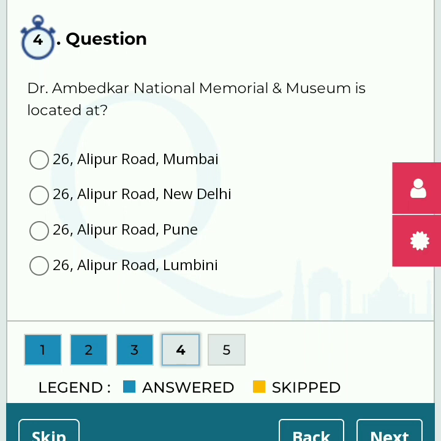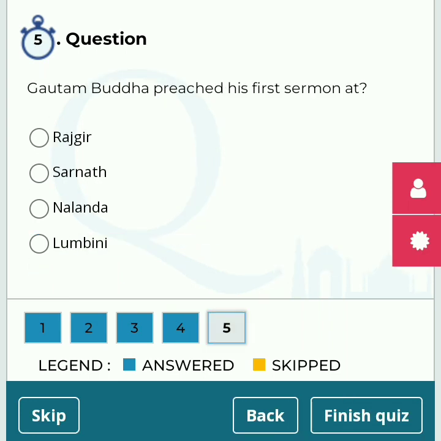Dr. Ambedkar National Memorial and Museum is located at 26 Alipur Road, Mumbai, 26 Alipur Road, New Delhi, 26 Alipur Road, Pune, 26 Alipur Road, Lumbini. Gautam Buddha preached his first sermon at Rajgir, Sarnath, Nalanda, Lumbini.